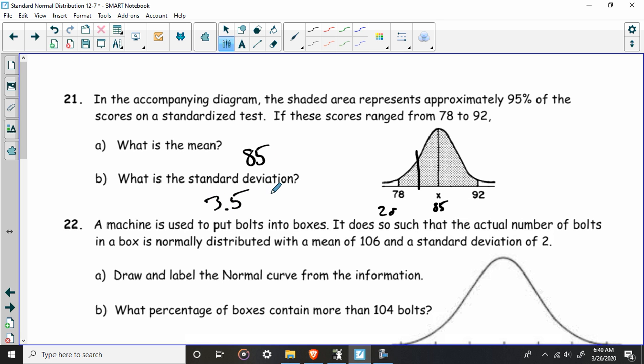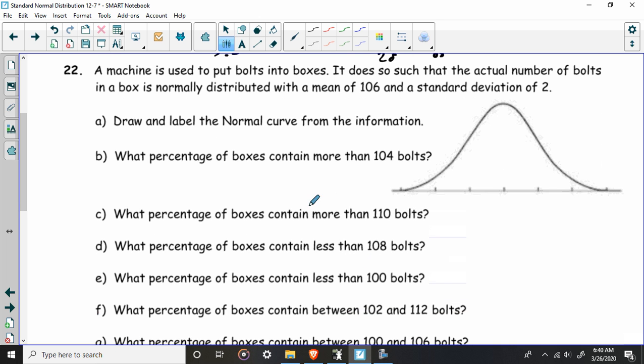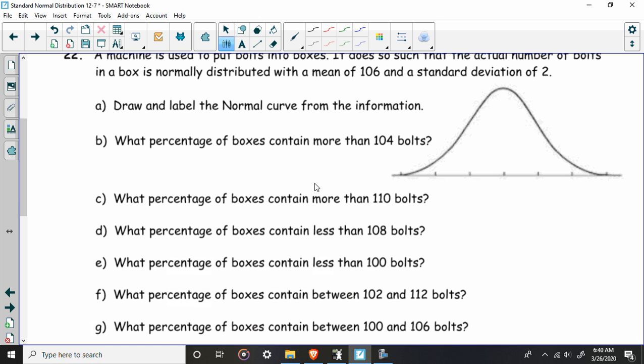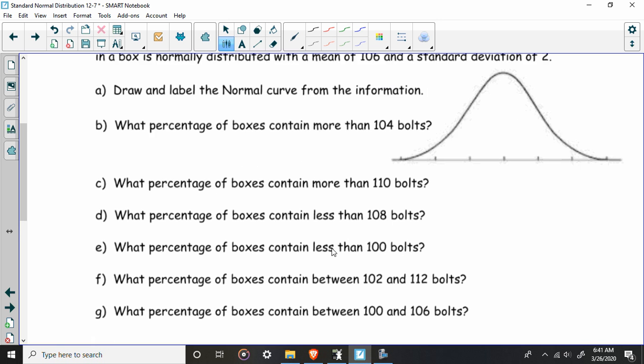So again, from that, you can figure out the other numbers if you'd like, okay? This is some more stuff we'll be covering. You guys should be able to do 22 with no problem, okay? Draw and label the normal distribution curve. What percentage of boxes contain 104, 110, 108, okay? So you should have no problem with these, okay?